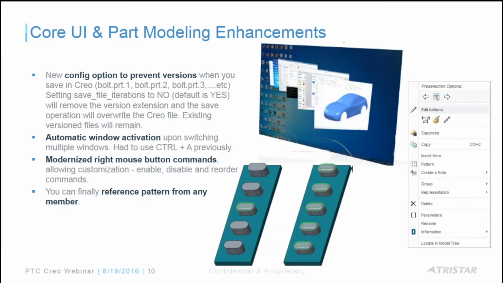One of the exciting and good enhancements is the automated window activation. Now when you have more than one window open in your session, you don't need to use Control-A to activate your window so you can work on it. Simply click on the window you want to work on, and you are in business, activated. This is good when you use multiple screens and you have each window on one screen, and you can switch back and forth just by clicking on those windows and start working on that model immediately.